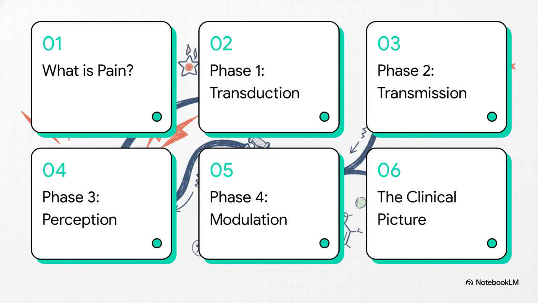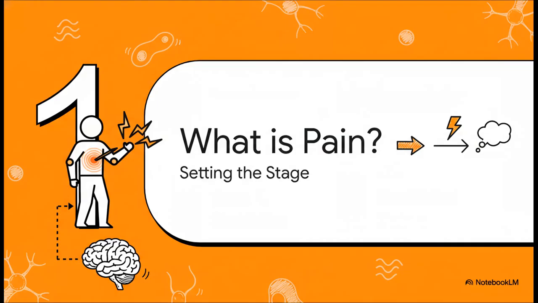So here's our whiteboard map for this whole process. We're going to start with what pain even is, walk through the 4 major phases of the pain pathway, and then we'll tie it all together with the clinical picture. By the end, you'll have a solid, exam-ready grasp of how this all works. All right, first things first, let's set the stage.